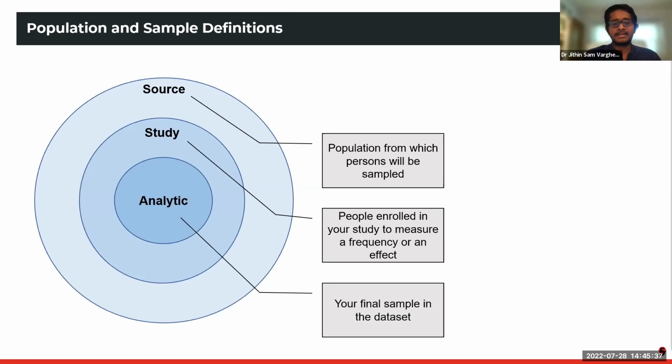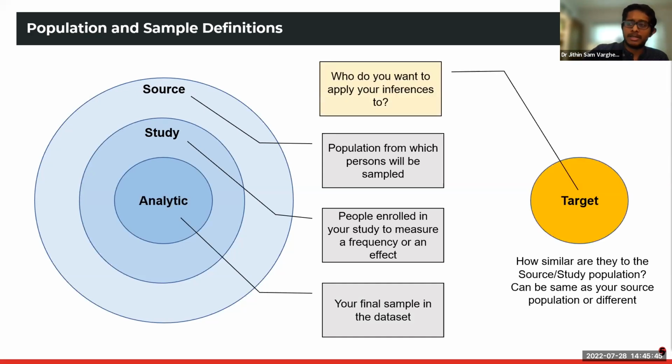So let's say we conduct an analysis using our analytic sample and we get some results. But we need to use our results. So we need to define something called a target population. So the target population may be the same as your source population, or it may be different. Now, we need to make assumptions about how similar these are, and there may be differences in some characteristics.